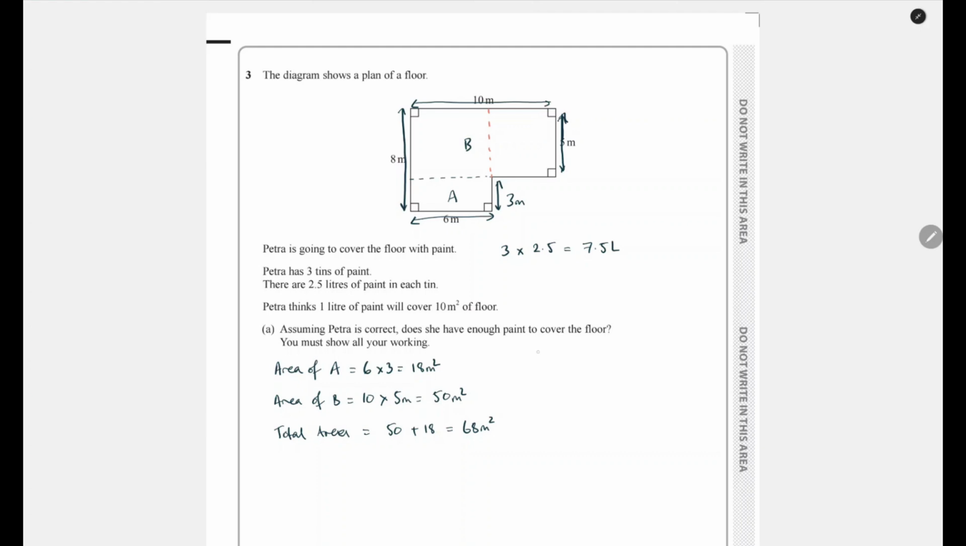Now, Petra thinks that 1 litre will cover approximately 10 meters squared of floor. Well, we have 7.5 litres, and so to get from 1 to 7.5, we need to multiply by 7.5. We have to do the same thing to the other side of our ratio. So 10 multiplied by 7.5 means that in theory, we should be able to cover 75 meters squared. And so as 75 is greater than 68, we do have enough to cover the entire floor.